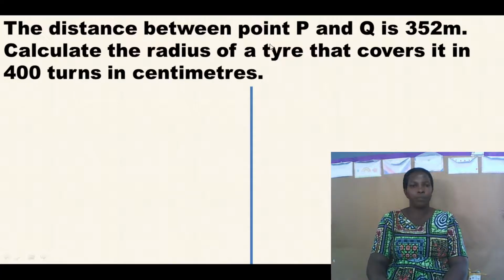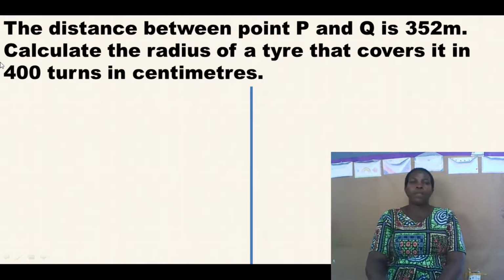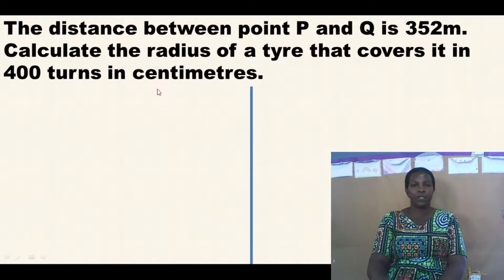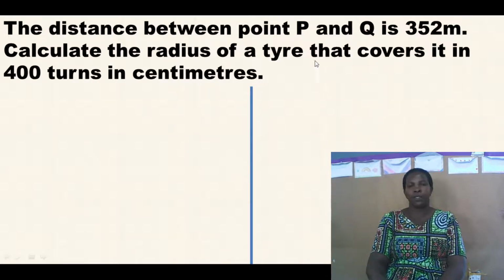So now, looking at the very question, I believe you can read with me. The distance between point P and point Q is 352 meters. Calculate the radius of the tire that covers it in 400 turns, in centimeters. Now, this is also another way of approaching this number. Remember, we need to look for the radius in centimeters. But the distance between the 2 points has been given in meters. So what we have to do, my dear boys and girls, is to first convert our distance, that is the distance between P and Q, into centimeters.